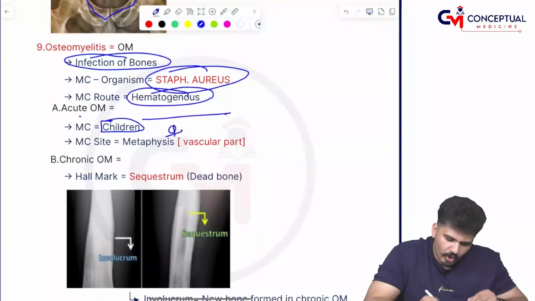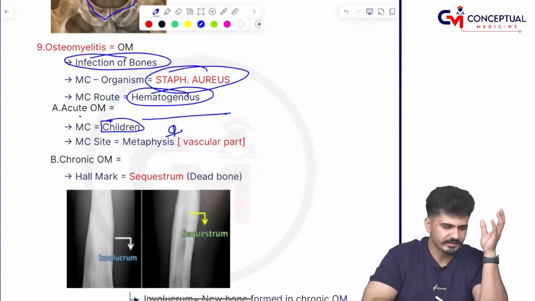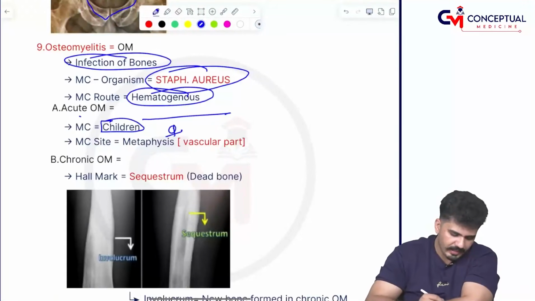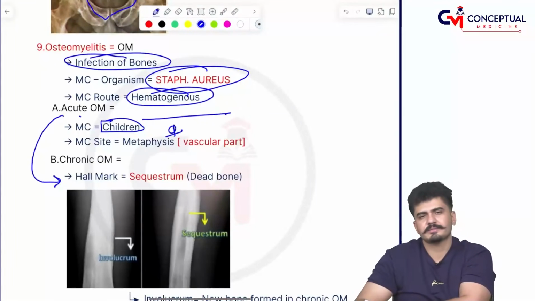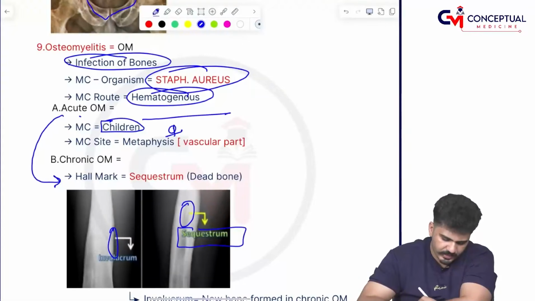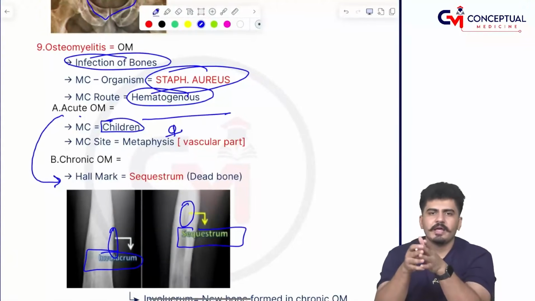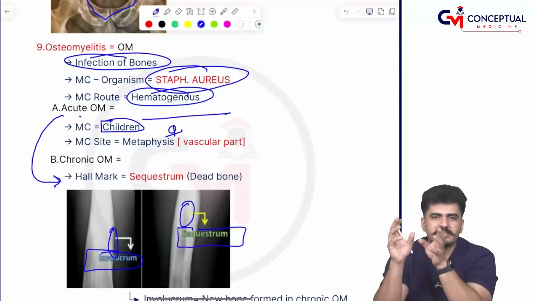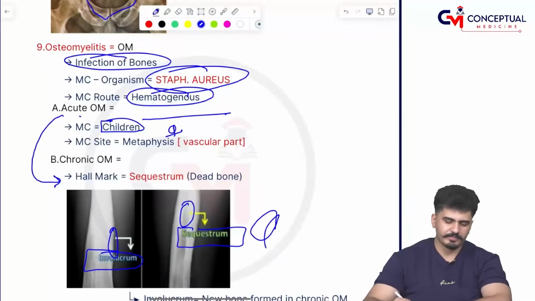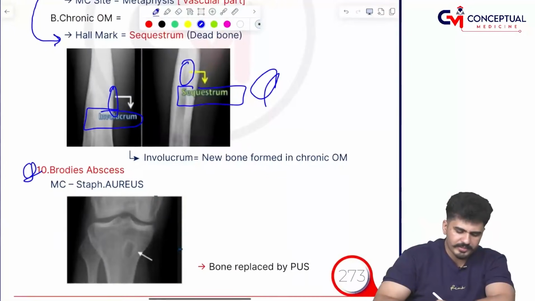When this becomes very prolonged, stays like this for 2-3 months and is not treated, after that what will happen, sir? There will be a conversion of acute osteomyelitis to chronic osteomyelitis. And now, along with the new bone, you are going to see the dead bone, and dead bone is called sequestrum and new bone is called involucrum. The new bone can also start dying, but out of these two, the hallmark is the rotten bone, that is called sequestrum. Sequestrum. Done, sir? Now coming to Brodie's abscess.